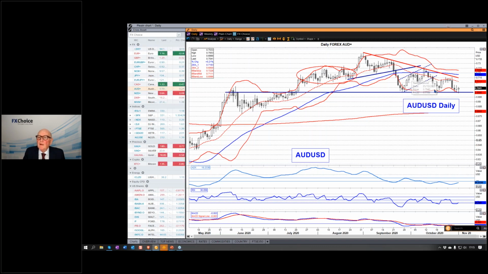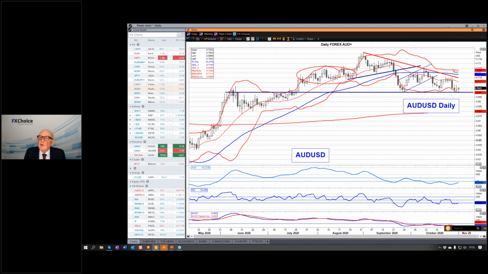We bounced from it, I would say, a second time, and now here we are at the third time. So what's going to happen here? Is it going to break, or is it going to hold for a third time? I think that it's going to hold for a third time.